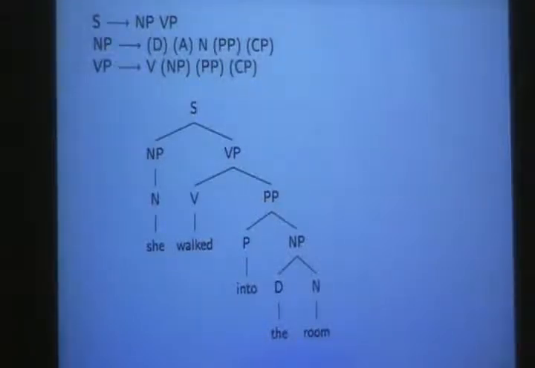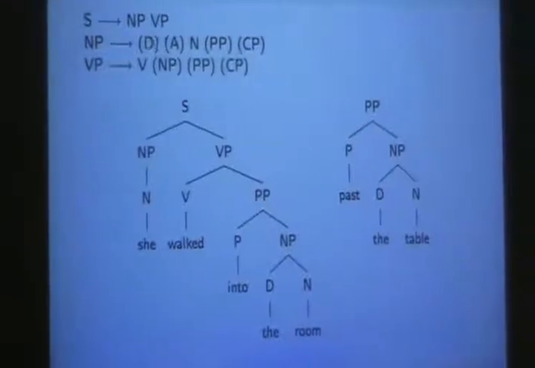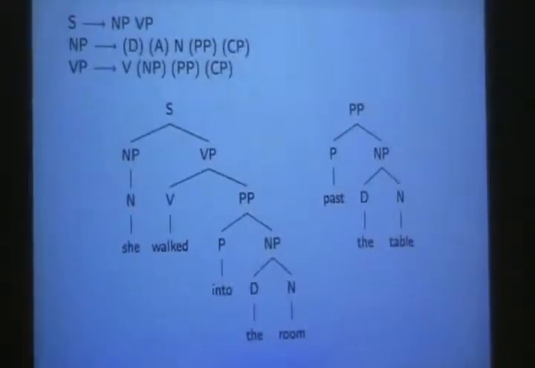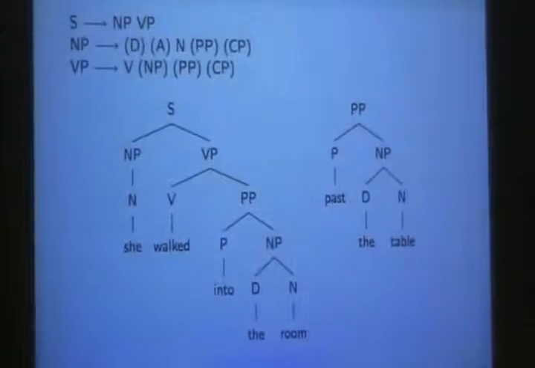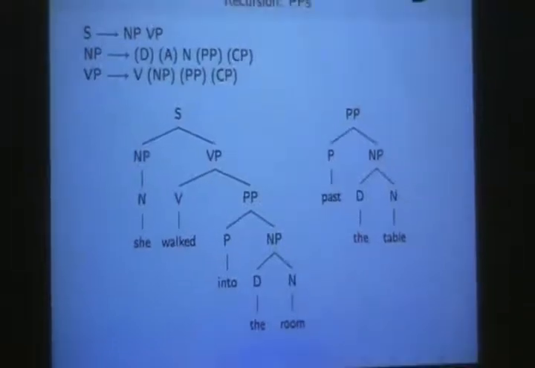into the room, okay? But actually, verb phrases can have more than one prepositional phrase in them. Like, for instance, she walked into the room past the table. This is a preposition here, this particular past. Here we've got two prepositional phrases following the verb, okay? And so this rule is just wrong. This rule says there can only be one.